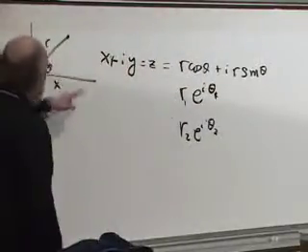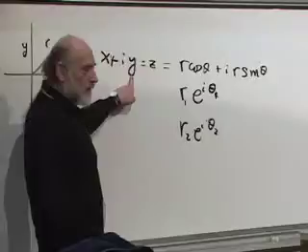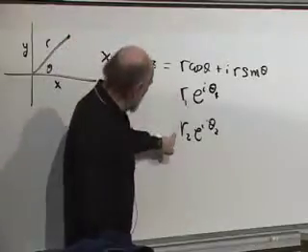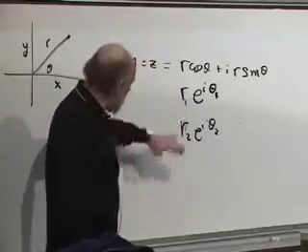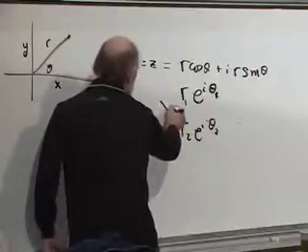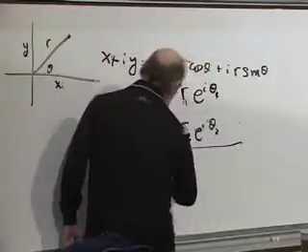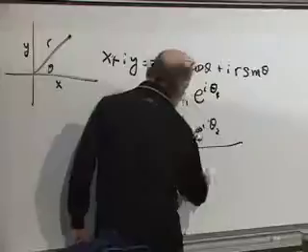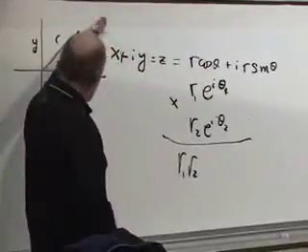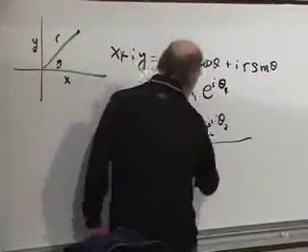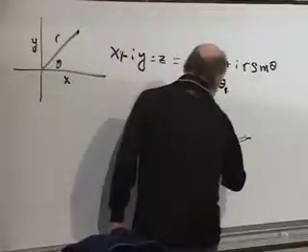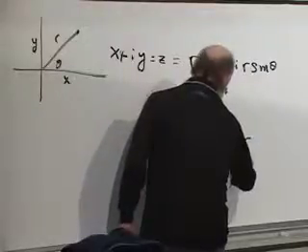Adding them is easy in this form. We just add the components. Multiplying them is easy in this form. When you multiply two complex numbers, the result is r1 r2. You multiply the lengths, and then you add the angles, e to the i (theta 1 plus theta 2). Okay.